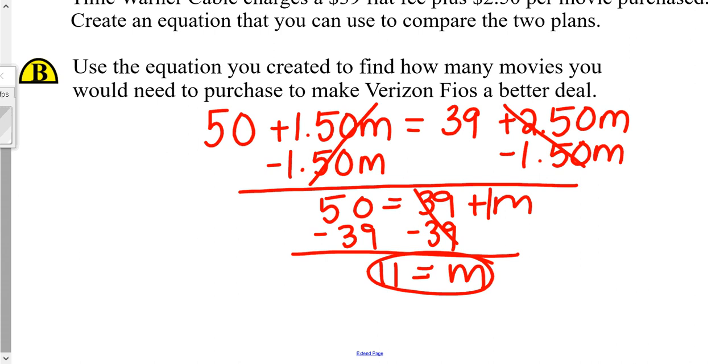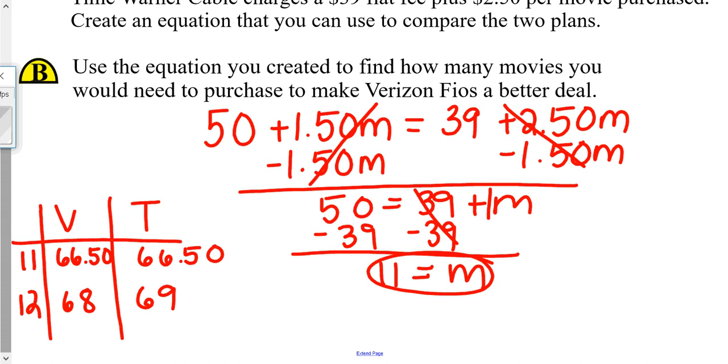Now, if I look at the question, it says to use the equation that we created to find how many movies you need to purchase to make Verizon a better deal. So pause your video, think about that, and think what you can do in order to compare using your equation.